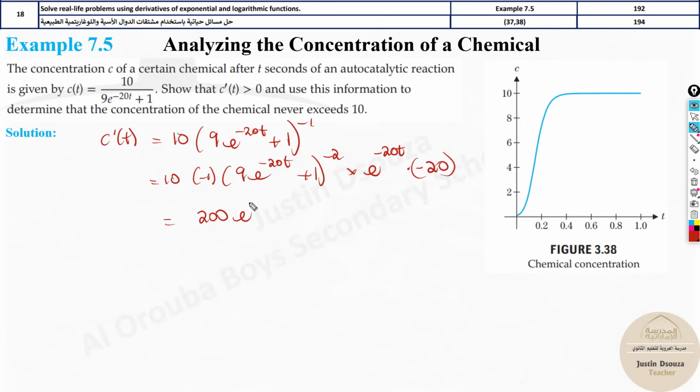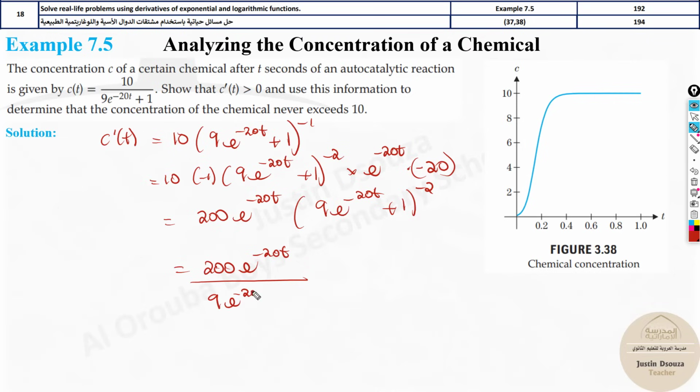I'll write this e to the power minus 20t multiplied by 9 e to the power minus 20t plus 1, all minus 2. Now this is a negative power, so take it down to be a positive power. It's going to be 200 e to the power minus 20t divided by 9 e to the power minus 20t plus 1 the whole squared. Now look at this. What does this tell us?